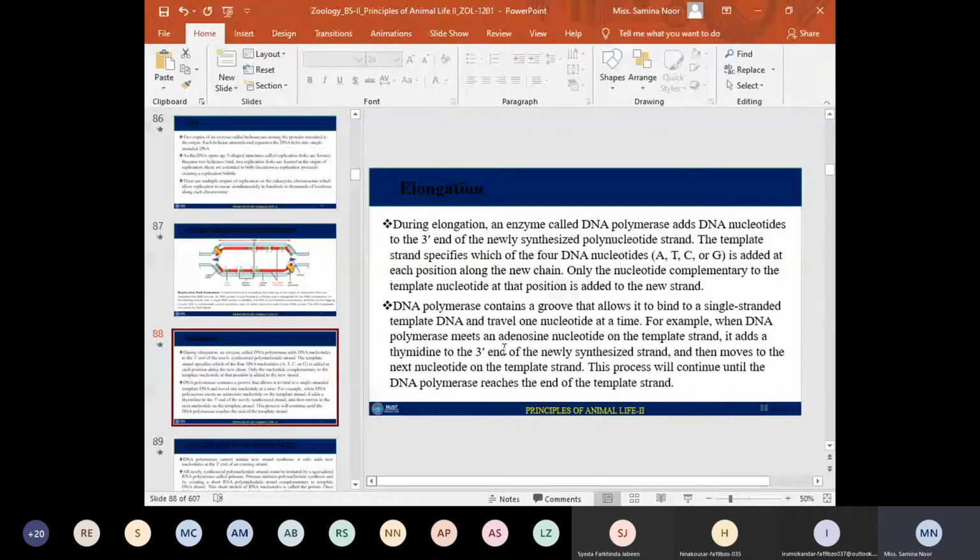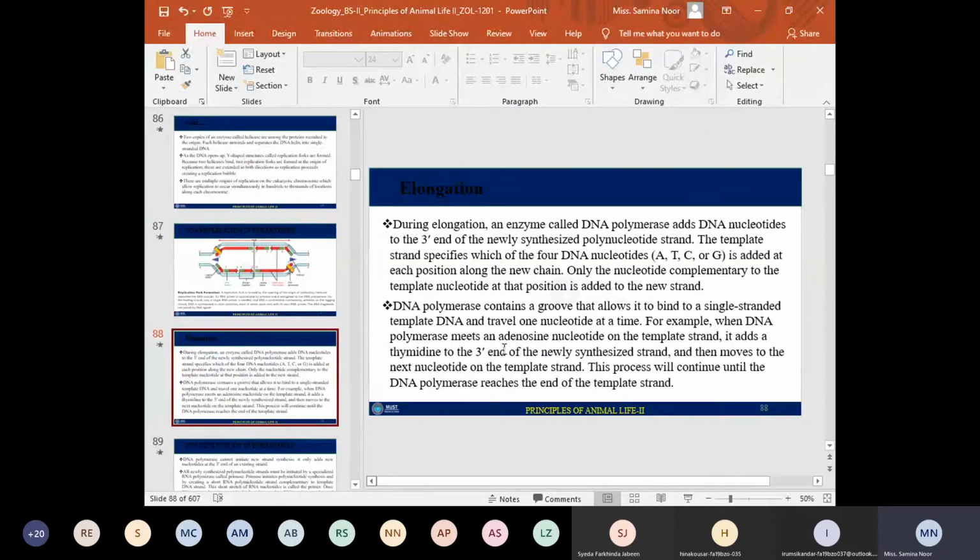So during elongation, an enzyme known as DNA polymerase plays an important role in this process. The function of the DNA polymerase is to add DNA nucleotides to the 3' end of the newly synthesized polynucleotide chain. So during elongation, the DNA polymerase adds the nucleotides to the 3' end.